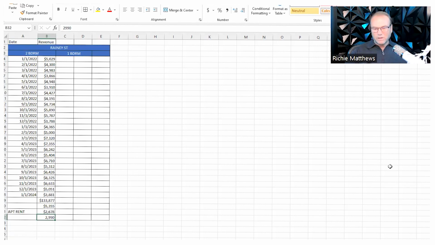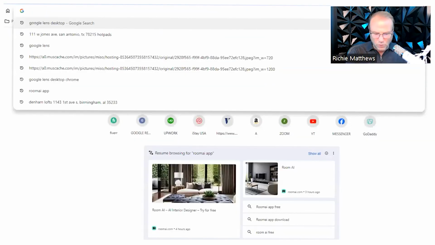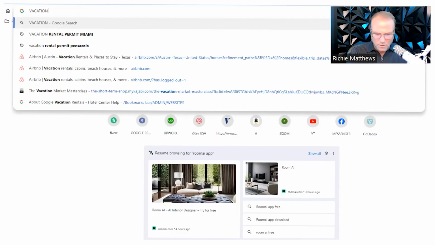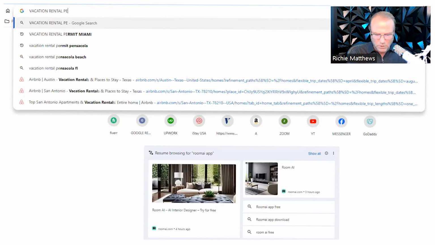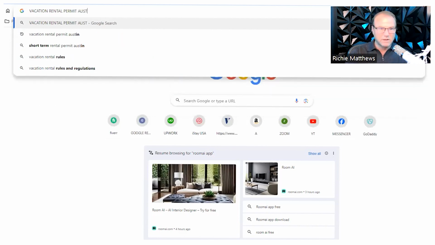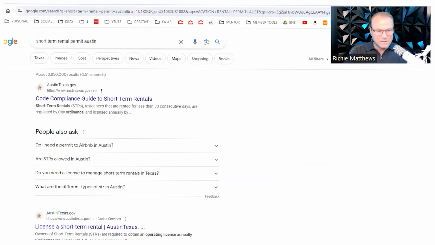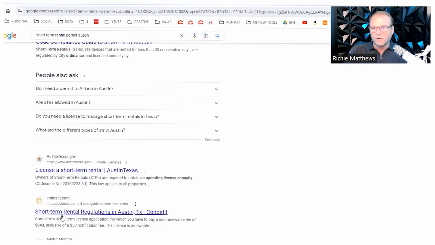One step I would like to express to you that we do need to do, I'm going to do it with you right now. You go on Google, vacation rental permit, and then name your city. Look at all those cities. Austin. So then you search short-term rental permit. Yeah, let's do that one. And then typically with the cities, you can tell these are government websites. You don't want to go on one of these other ones. A lot of people offer advice and they're just trying to get your traffic.